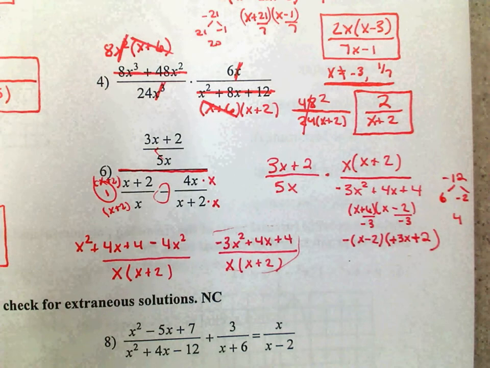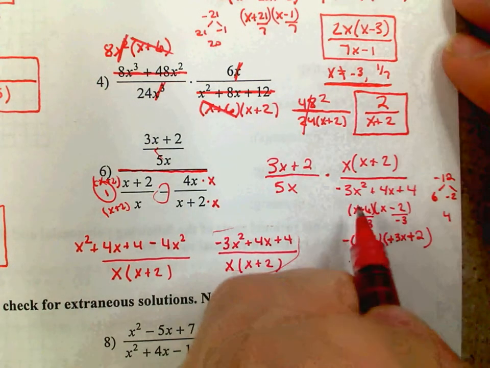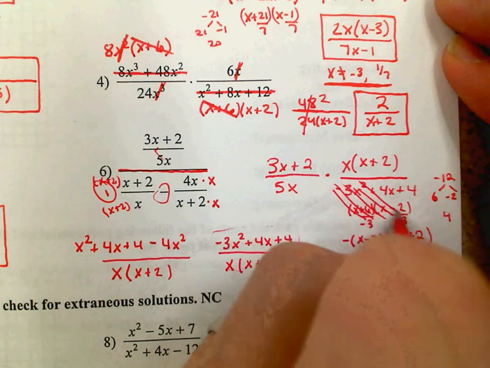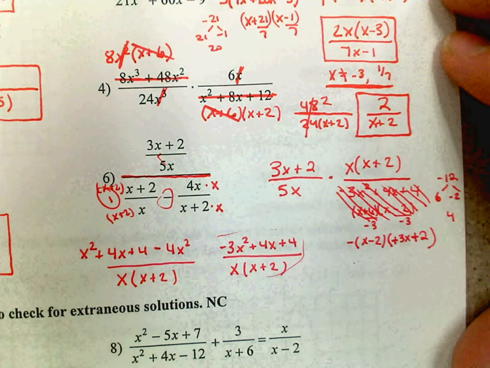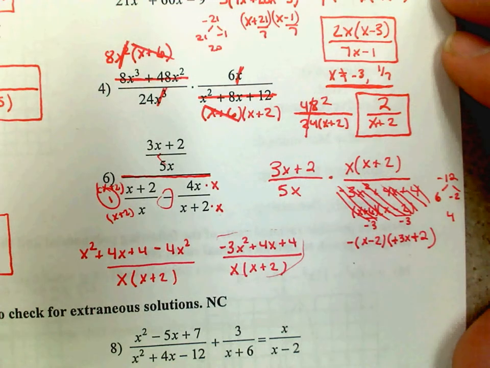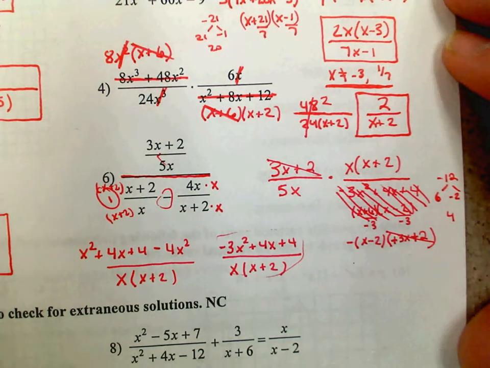Alright, so I'm going to get rid of all of this that I've simplified, and I'm going to see if there's anything now that can cancel top to bottom. So I see a 3x plus 2 on the top and on the bottom. Those can go away. And I see an x on the top and the bottom. Those can go away as well.